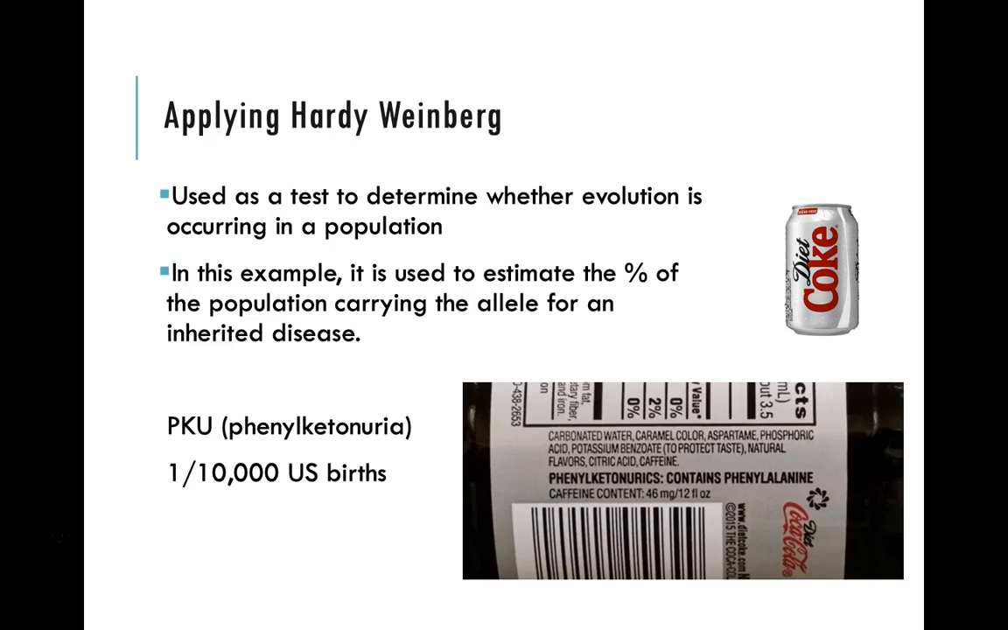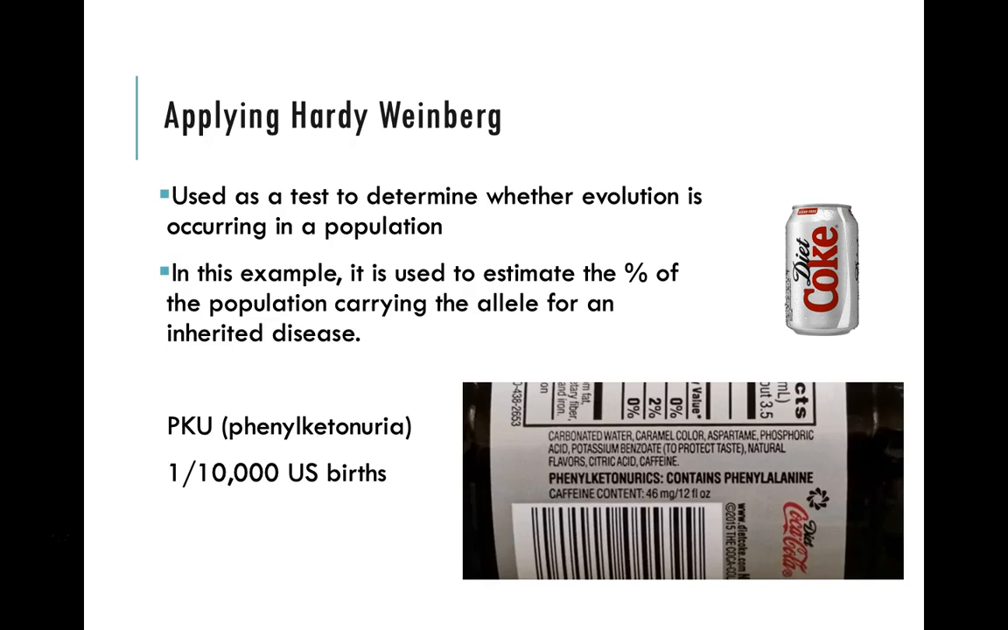So remember, Hardy-Weinberg is used to determine whether or not evolution is occurring in a population. So we'll talk about how the Hardy-Weinberg conditions are met in this particular example. So in this example, we're going to use Hardy-Weinberg to estimate the percent of the population who are carriers or heterozygotes for an inherited disease.